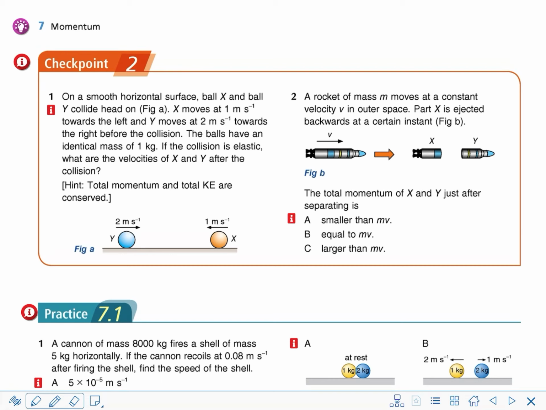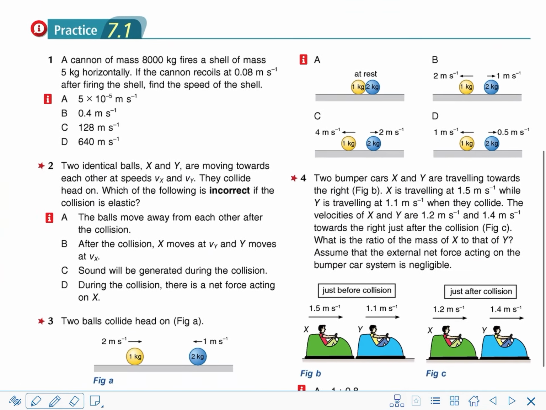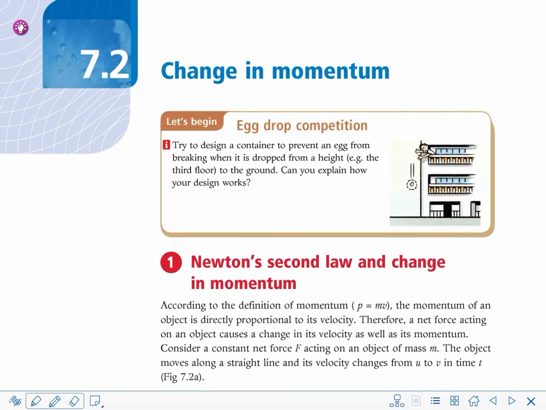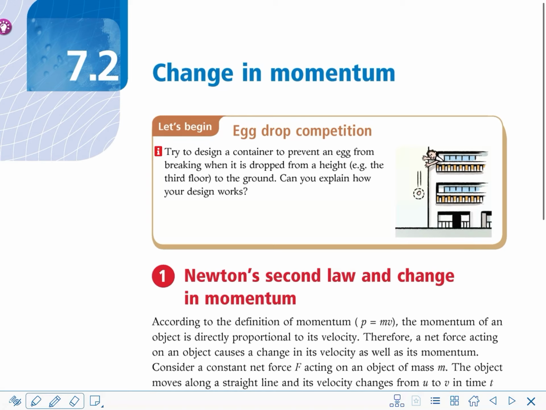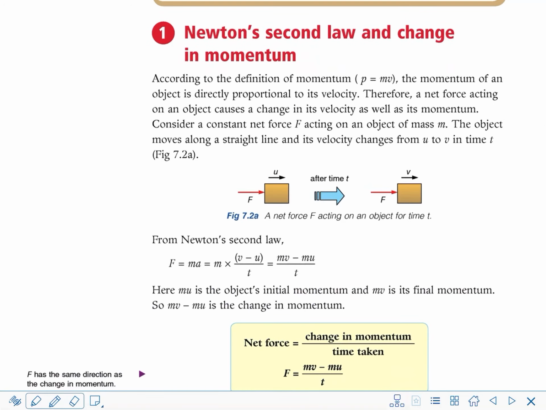Try the chapter exercise. You may pause the video and try it. These are the answers. This is the end of chapter 7.1. Maybe you can try all the questions. You may check the answers from eClass. You can download the answers from eClass. It will be the full solution. Next is chapter 7.2, change in momentum.